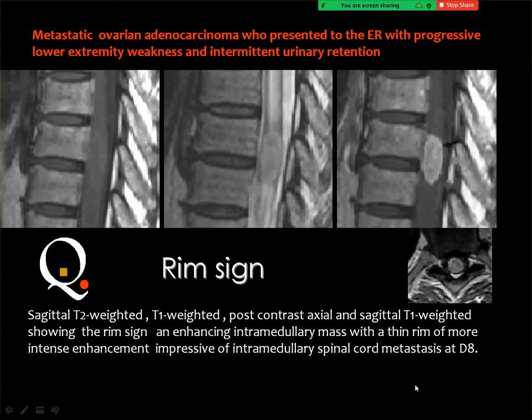And now there are two signs reported in the literature for supporting the diagnosis of metastasis. The first sign is known as the rim sign. If you look carefully at the lesion after contrast enhancement, you do not see that the lesion is homogeneously enhanced, but it appears like it is surrounded by a rim of more enhancement compared to the original tumor tissue.